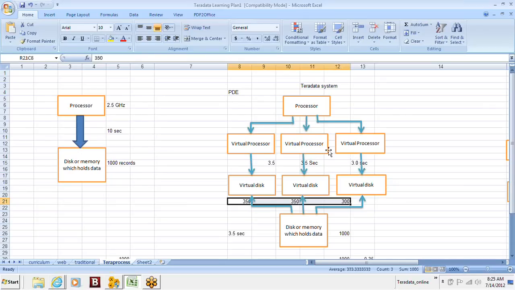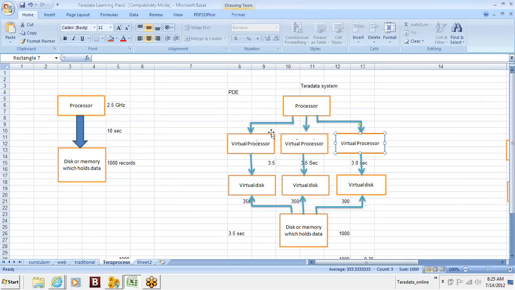Now if I populated all my 1000 records, which were in the traditional system, into Teradata, and they are distributed across the available virtual disks in this proportion, and if I execute a query to select the data of this table, the query would be given to all the processors, and all the processors would run on their corresponding virtual disk to pull the data of the corresponding table.